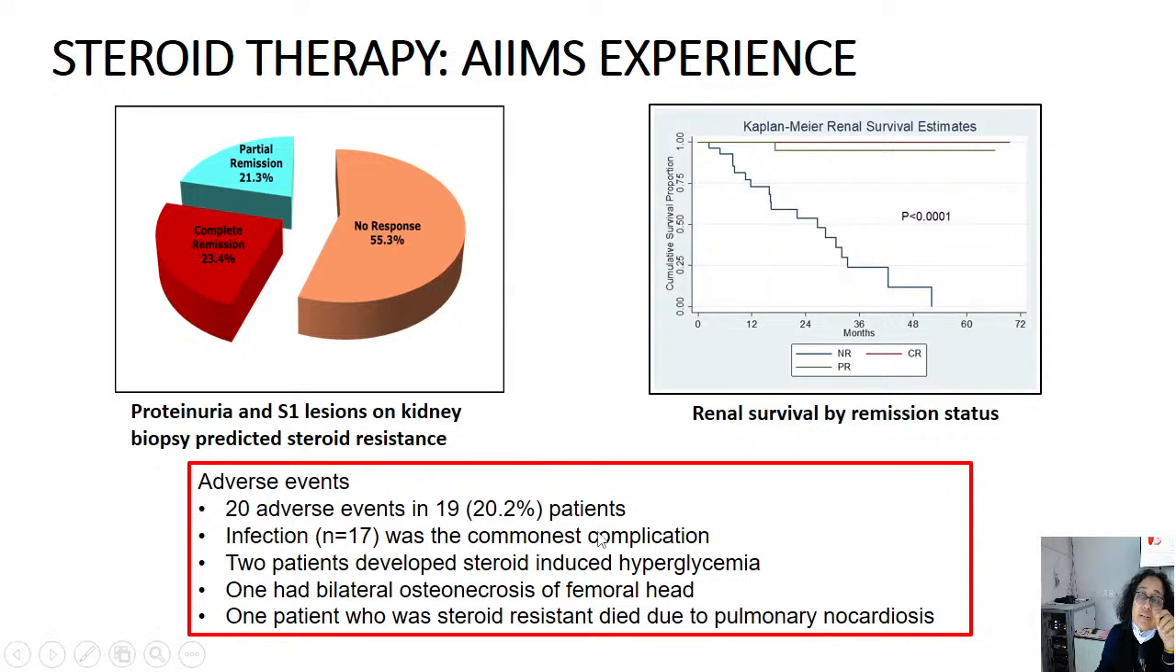The catch is significant adverse effects. 20% patients had serious adverse events. 17 had infection. 2 had diabetes. 1 had AVN in the femoral head. And 1 patient died due to nocardiosis.